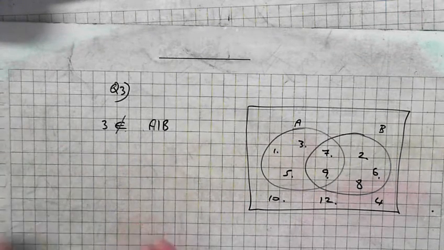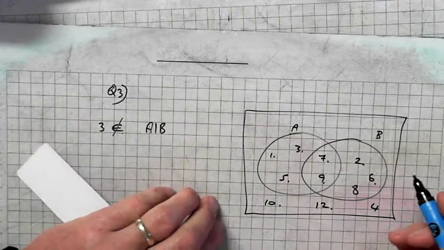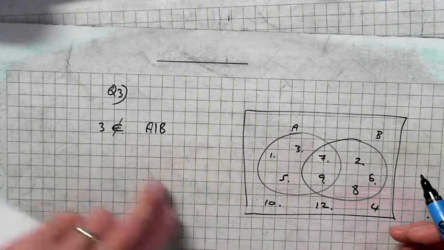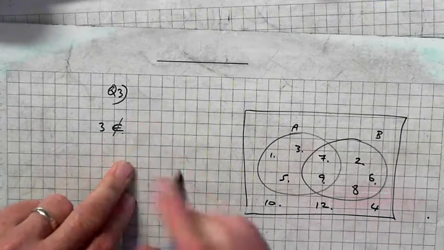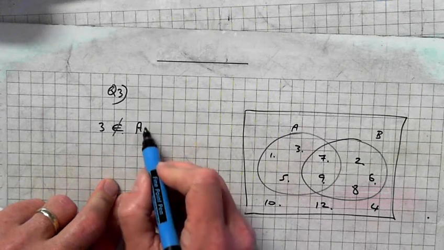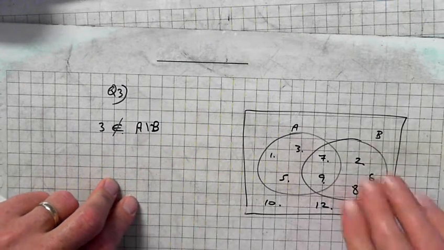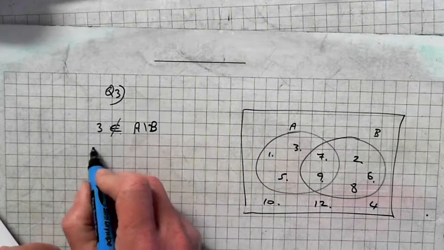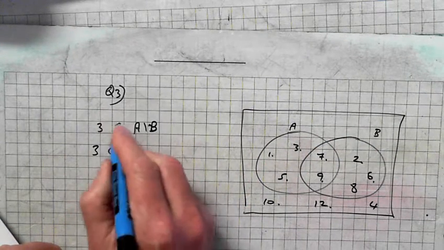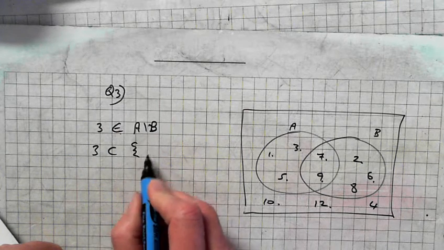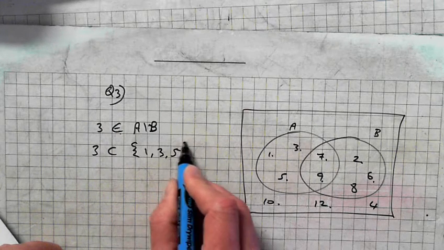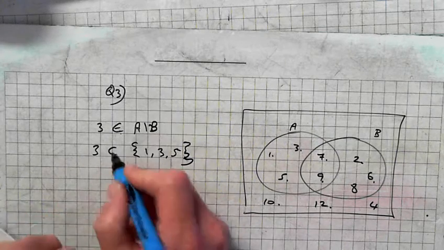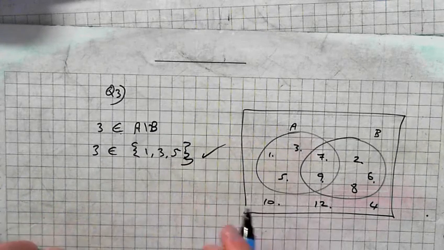See that? What's A less B? A less B is A without B. Oh, sorry. We did it the other way around. So it's true. Fair play to you. A less B, other way around. A less B is 1, 3, and 5, isn't it? Is 3 an element of that? Yes, it is. Sorry about that.